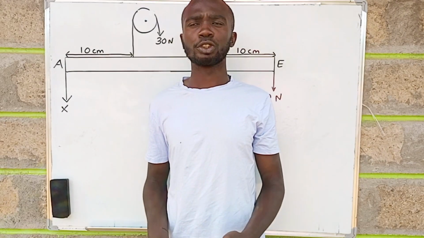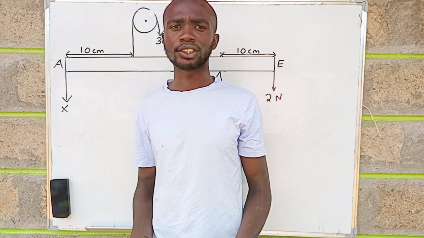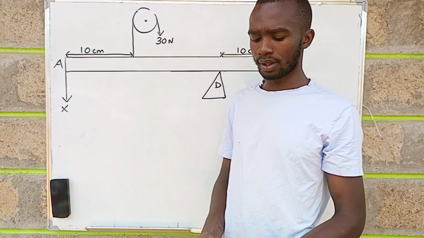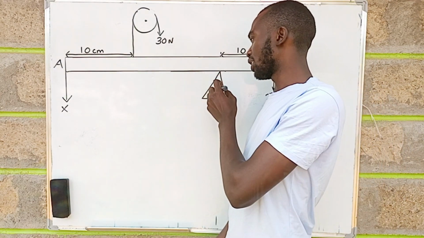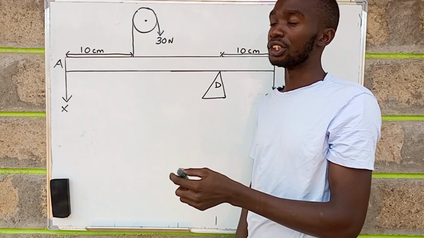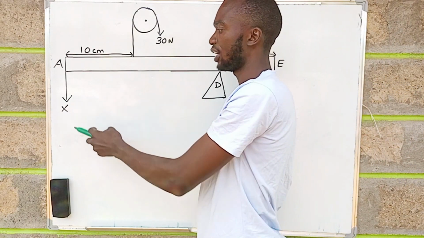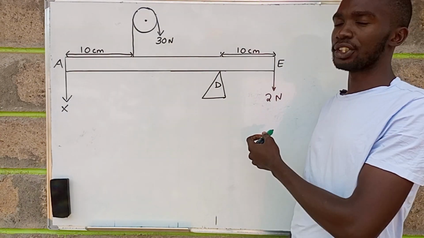Welcome again. In this tutorial, we're going to learn about the question involving the moments of a force, that is the turning effect of a force. Now, we've got the pivot at point D, and we have a pulley, and a force of 30 newtons is acting on the pulley, that is on the rope. Then we've got another force at point A, and another force at point E.